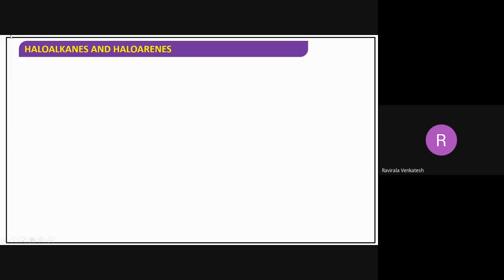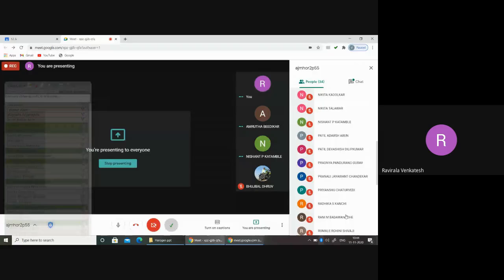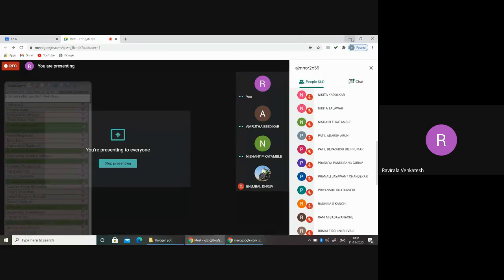Now let me see. First of all, already you know, a chiral center is nothing but a carbon having different groups around it, right? The carbon is having different groups around it.